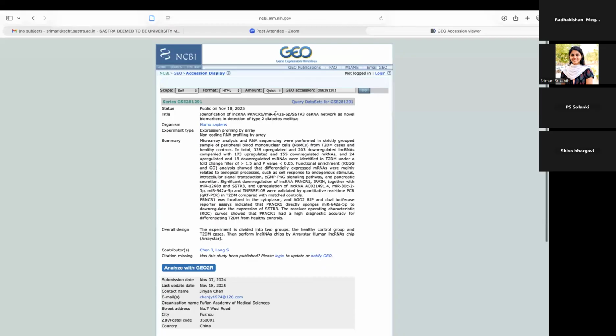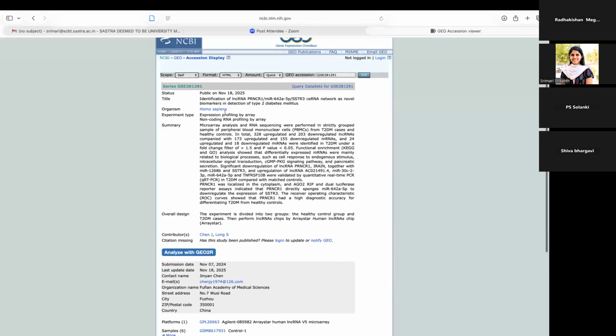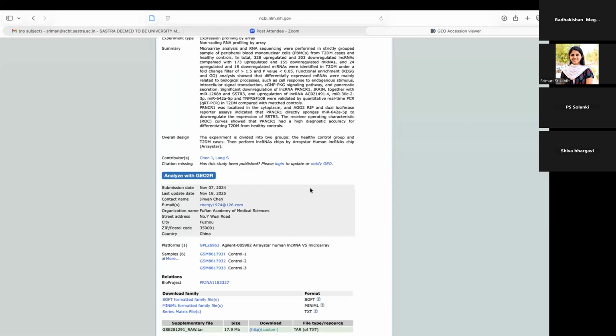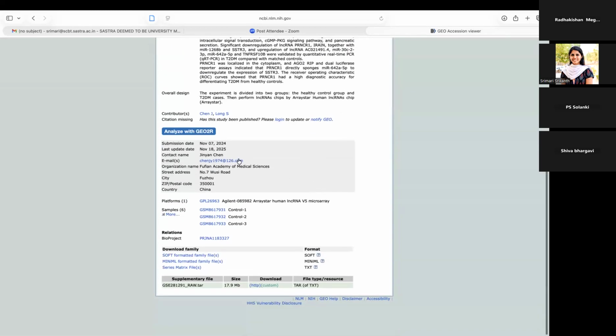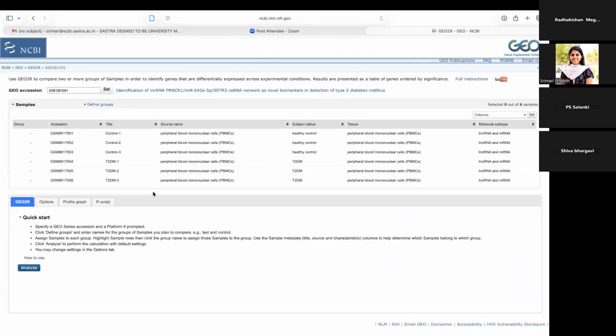Okay. So identification of long non-coding RNA. Type 2 expression profiling by array is associated with human Homo sapiens. So protein expression, gene expression analysis is another set of big analysis. This is analyzed with GEO2R. It's a part of GEO. So using this, we can analyze.